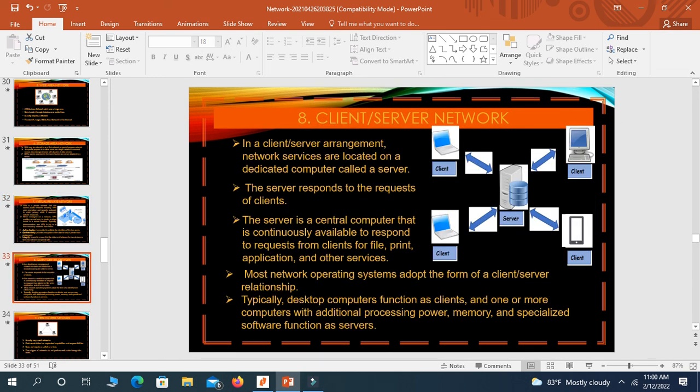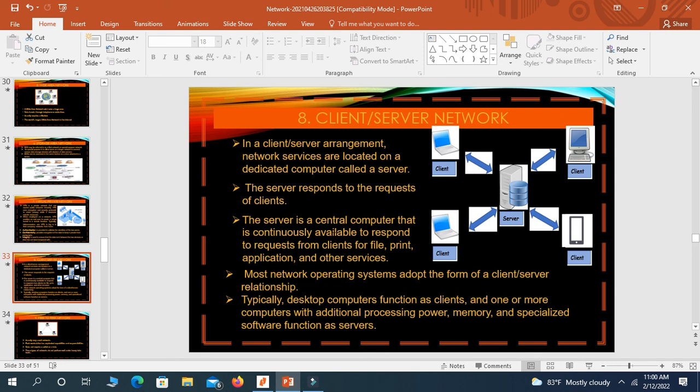Next up, we have the client server networks, and this will be the last topic for today. In a client server arrangement, network services are located on a dedicated computer called a server. The server responds to the requests of a client, as you can see here. Here is the server that we have. The server responds to the requests of the clients. These are different clients. The client will send different requests. After getting the request, the server will respond to the request that the client has sent.